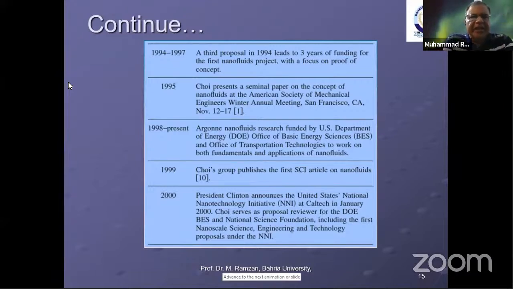Later in 1998, Argonne nanofluids research was funded by the United States Department of Energy, and in 1999, the Choi group published the first SCI article on nanofluids. President Clinton in 2000 announced the United States National Nanotechnology Initiative at Caltech in January 2000. Choi served as proposal reviewer for this talk.